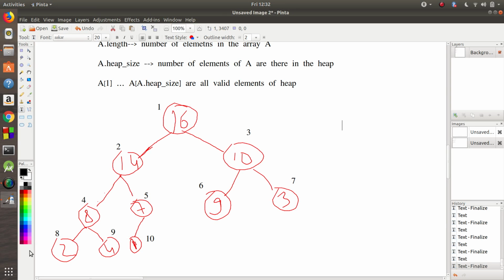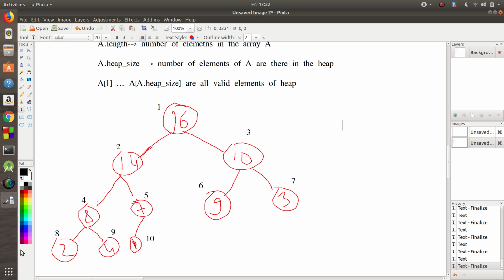Hi all, so in the previous video we saw how an array structure could be converted into a nearly complete binary tree, and we also discussed two terminologies, that is length of array and heap size. Right, so in this video we shall be discussing three more notations required while dealing with heap.